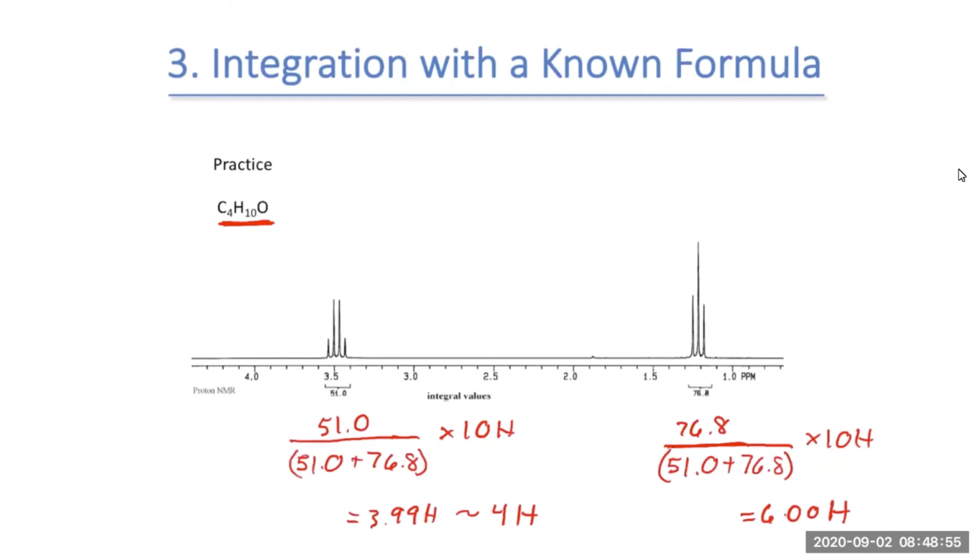So that means the ratio for my hydrogens is 4 hydrogens for the peak at 3.5 and 6 hydrogens for the peak at 1.2. So you can see it still has the same ratio of hydrogens in the peak no matter which method we use. We still end up with either a 2 to 3 or 4 to 6. So whichever method you do, both can work.